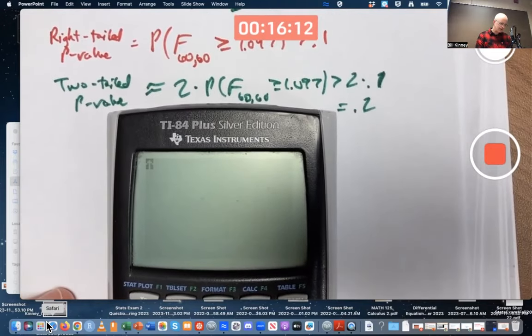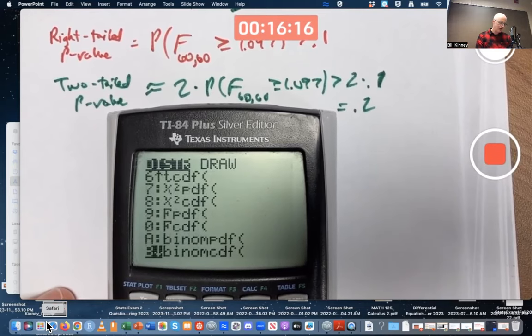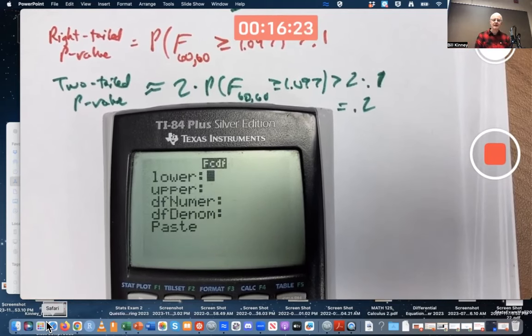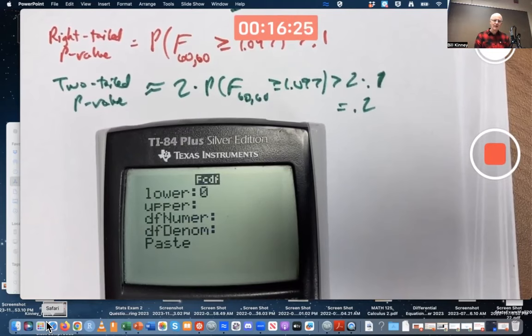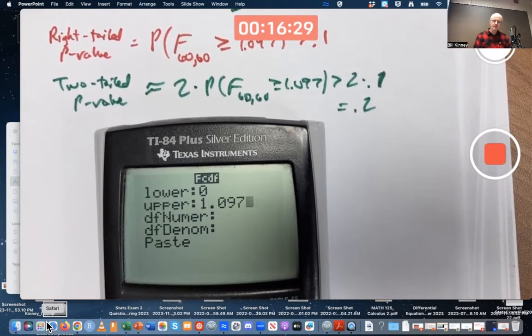If I go to my distribution menu and scroll on down, there we have it. There's an FCDF. I don't know if you've ever noticed that before. FCDF. We want a lower value of 0, an upper value of 1.097. Degrees of freedom for the numerator is 60, degrees of freedom for the denominator is 60. In this case, these DFs are the same, but in general, they don't have to be.